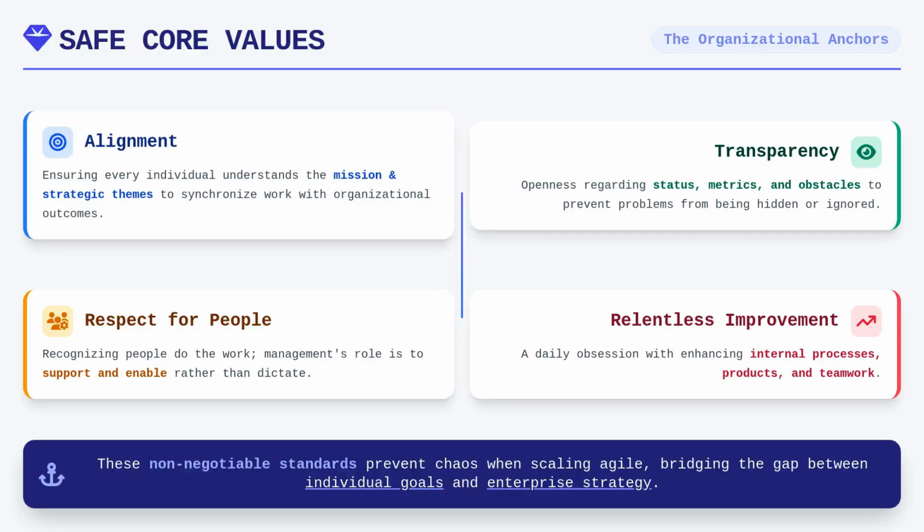These values are not optional cultural enhancements, but are the essential anchors that prevent a large organization from drifting into chaos when scaling agile practices. When applied consistently, they bridge the gap between individual team goals and the broader enterprise strategy.